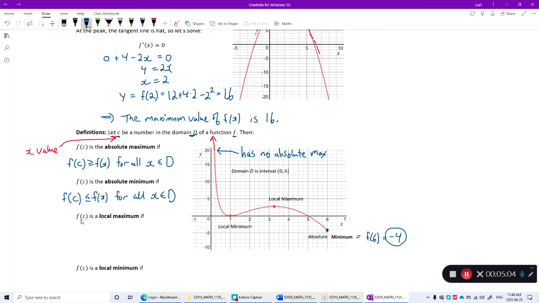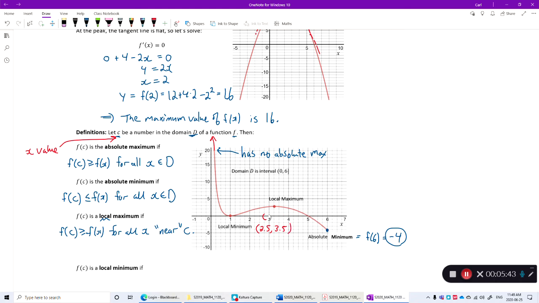Okay, now there's another kind of maximum called a local maximum. f of c is a local maximum if it's greater than everything near it. If f of c is greater than or equal to f of x for all x that are near c, and I'll have to explain what that means. So here's an example of a local max. If I pick this interval from, let's say 2.5 up to 3.5.